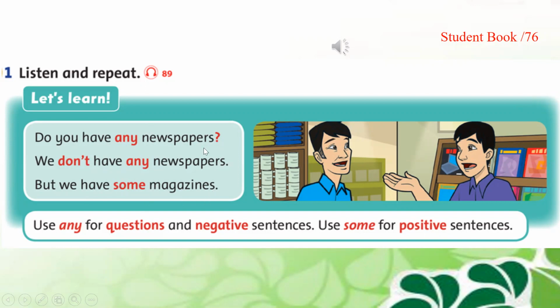Cô nhắc lại, đây là câu hỏi nên chúng ta sử dụng là any. Và câu này là câu gì các bạn? Câu phủ định nên chúng ta sẽ dùng vẫn là any. Và câu này là có chấm hỏi không nè? Không luôn, như vậy chúng ta sẽ sử dụng là some. Understand? Some dùng cho câu khẳng định và any dùng cho câu hỏi và câu phủ định. Remember? Và nhớ cho cô quy tắc này nha.